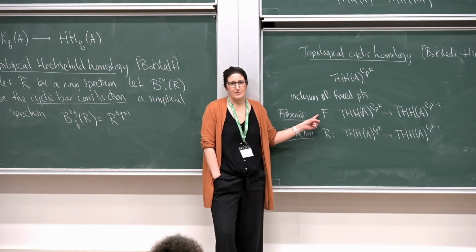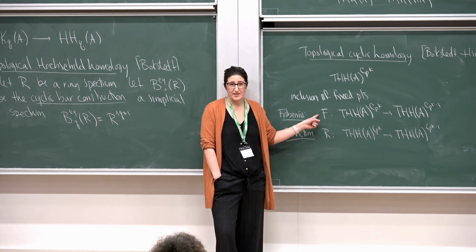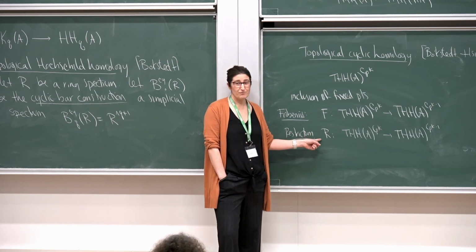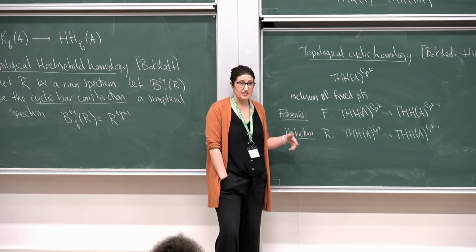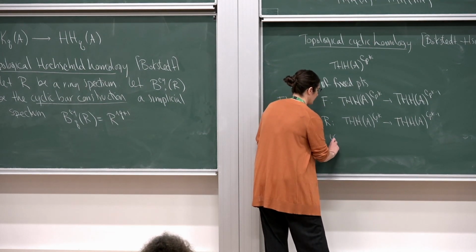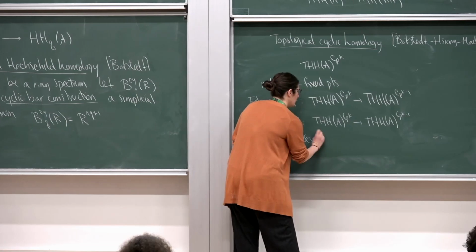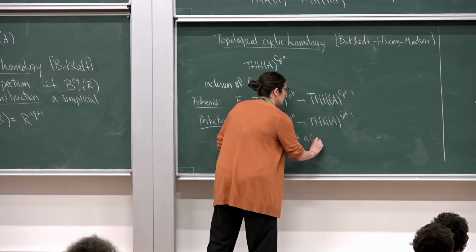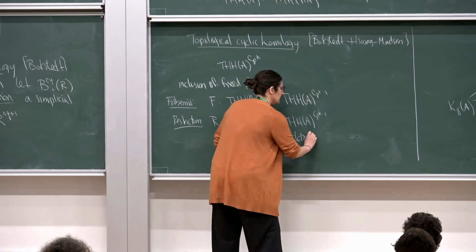wasn't really special about THH. I could have done something like that for any S1 spectrum. I could take these fixed points and include them. The restriction really is something about THH. It's about the fact that THH is what's called a cyclotomic spectrum. So it uses that THH is a cyclotomic spectrum.